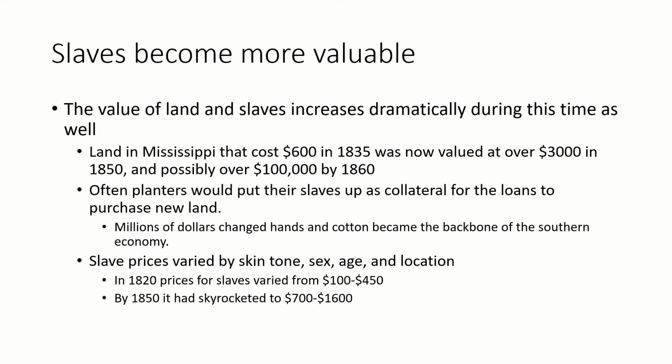Prices for slaves varied drastically, depending on skin color, sex, age, and location, both of purchase and birth. In Virginia in the 1820s, for example, a single female slave of childbearing age sold for an average of $300. An unskilled man above the age of 18 sold for around $450, and boys and girls below age 13 sold for between $100 and $150.